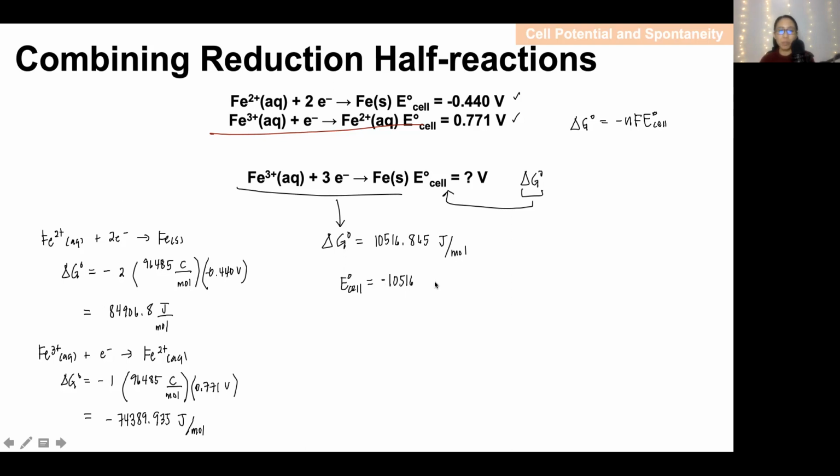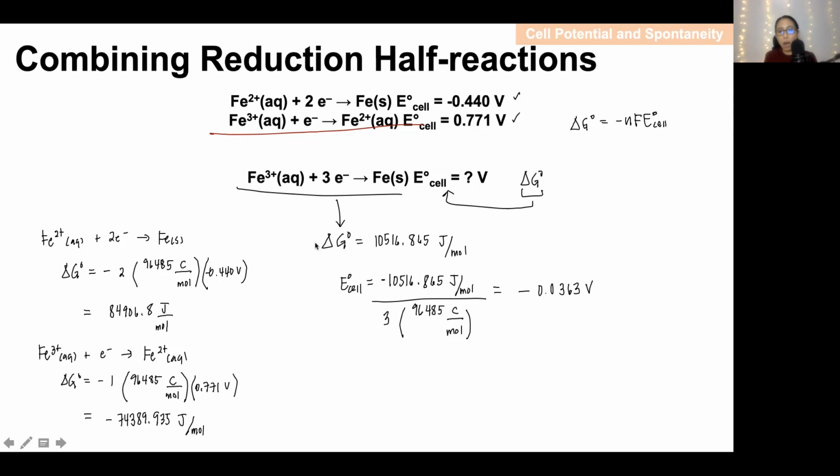That is negative 10,516.865 joules per mole over 3, since there are 3 electrons involved, times 96,485 coulombs per mole. So that's the negative of the delta G divided by 3 times 96,485. So we get negative 0.0363 volt. So notice that it's not the sum of negative 0.440 and 0.771.